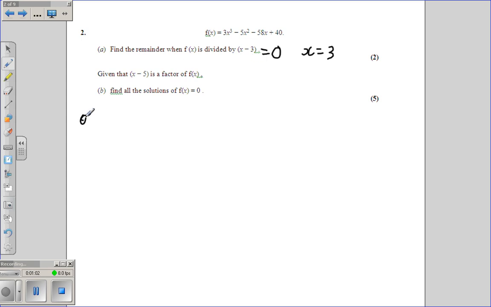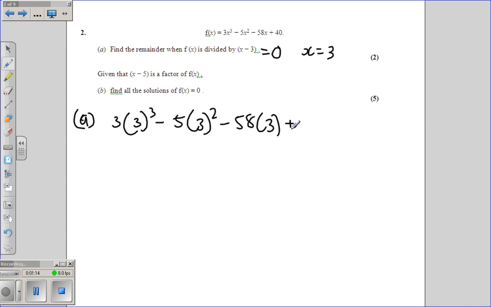So we'll do that now, and that'll be the question answered. So we've got 3 lots of x cubed, so 3 lots of 3 cubed, take away 5 lots of 3 squared, take away 58 lots of 3 plus 40. And if you type all that in on your calculator, you get negative 98. So that must be the remainder there. 2 marks done.